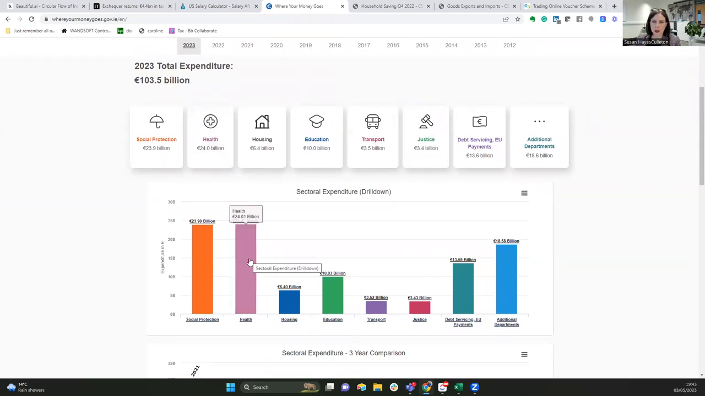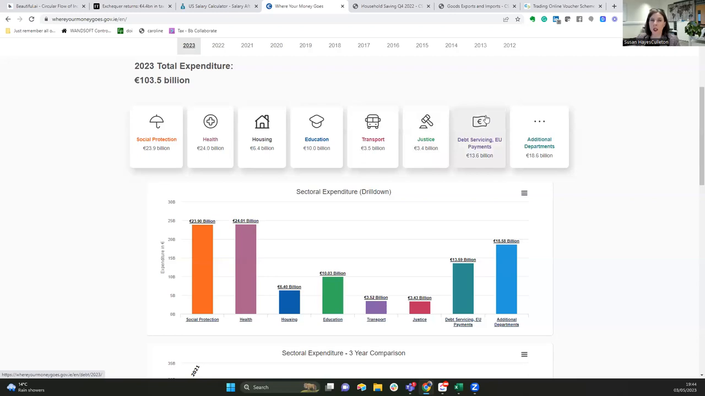This is the money that's spent on health. €23.9 billion spent on social protection. And then we can see the others, €10 billion spent on education, €3.5 billion on transport. And this is, again, what I wanted to point out about Alan, that when he's spending money on transport, he is providing the government with money for a factor of production. That's not tax, it's for a factor of production. €3.4 billion on justice. And this is the money that the Irish government repays to people who lend the government money.